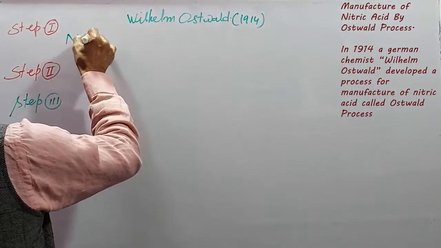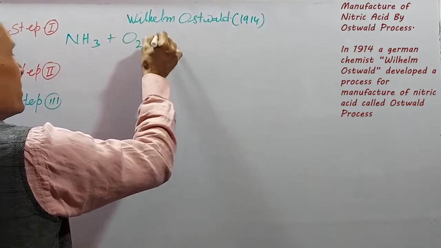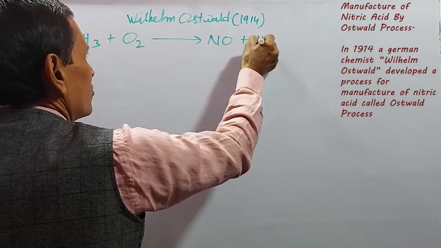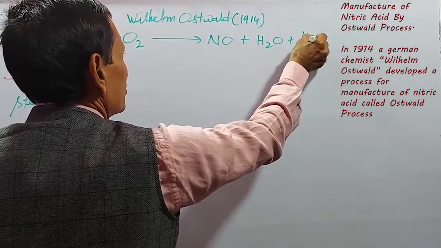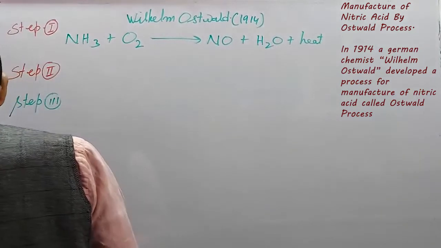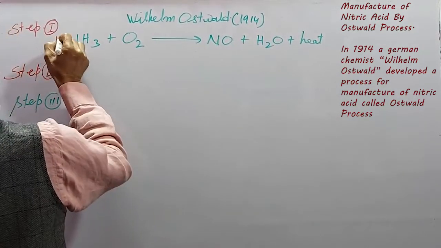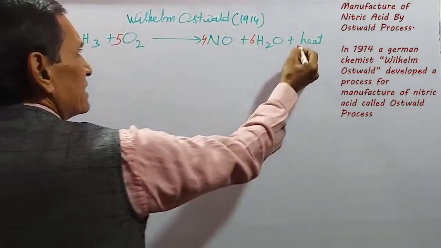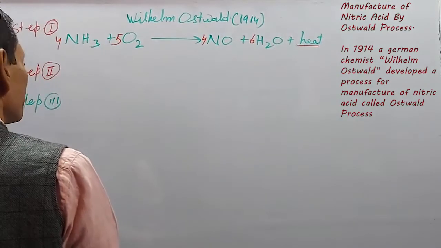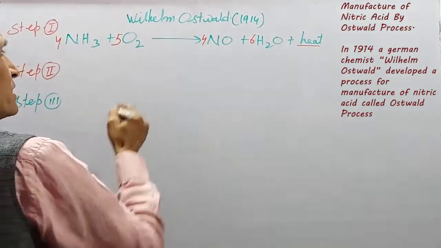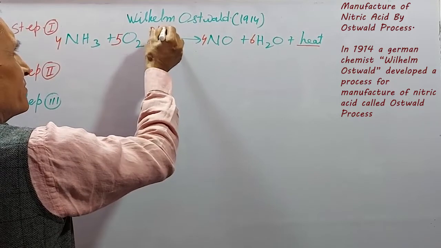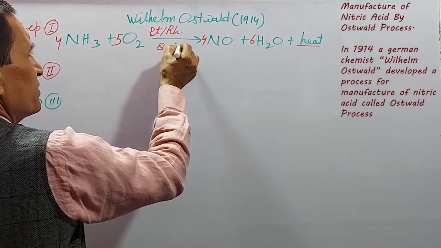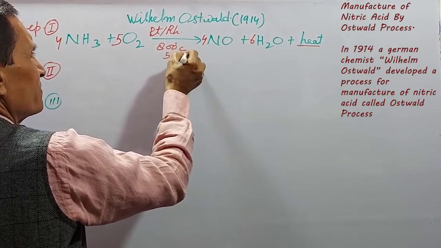Let us see the reaction. Ammonia is oxidized by oxygen of air to form nitric oxide, water vapor and heat. Now balance the equation: 4NH3 plus 5O2 gives 4NO plus 6H2O. This heat is produced. Now the catalyst is platinum with 10% rhodium, at 800 degrees centigrade temperature and 5 atmospheres pressure.